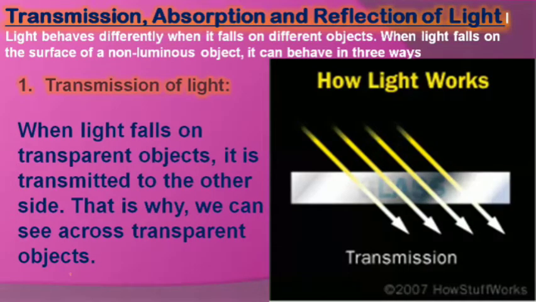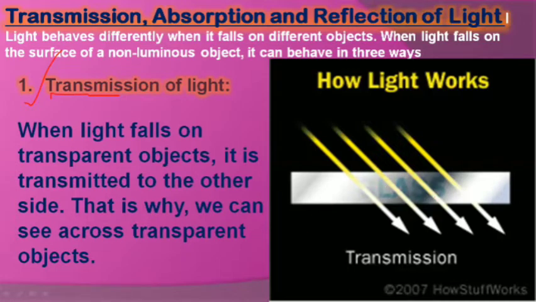So the very important properties of light which we are going to see now are transmission, absorption and reflection of light. We know that light behaves in different ways on different objects: through some it can be absorbed, it can reflect, it can pass. So first of all, we'll talk about transmission. Transmission comes from the word transmit. Transmit means from one side to another side. It can move deep inside. So when light falls on a transparent object, it is transmitted to the other side. That's why we can see across transparent objects.